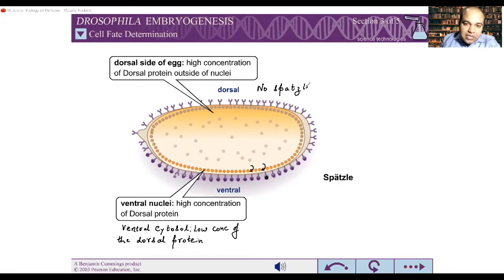As there is no spasal protein, there would be no binding to the receptor molecules by any signaling molecules. No spasal means no signaling. As there is no signaling that is going to take place, so what is going to happen? The signal is not going to be perceived by the dorsal nucleus.